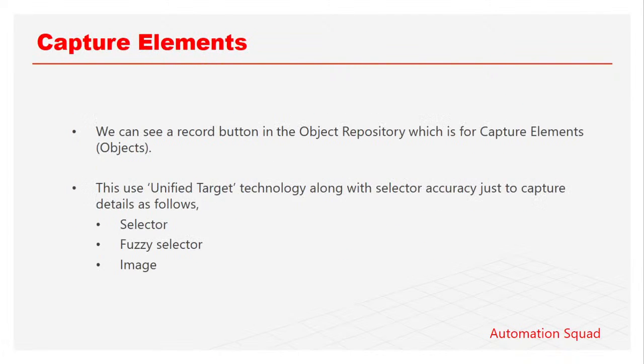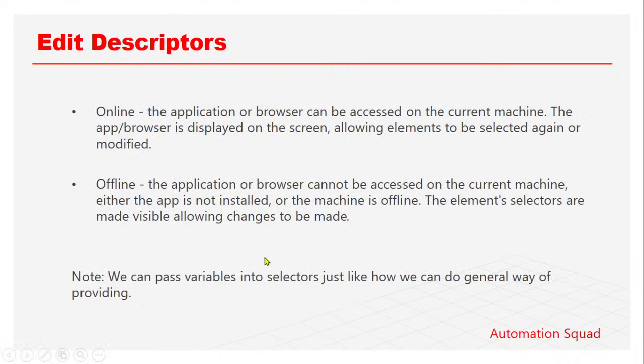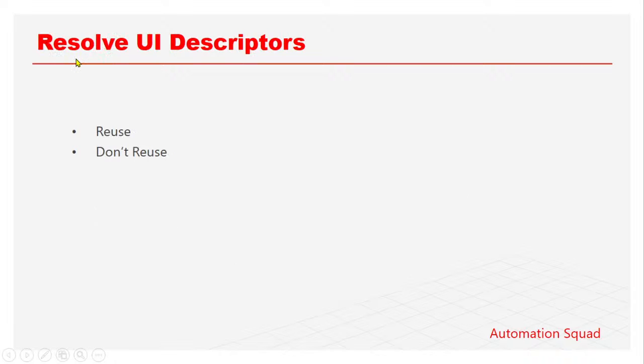And also there is an option called passing the variable into the selector, like how we do in a regular selector. Then there is an option called resolve UI descriptors. This usually works with the object repository. If there is a selector which is already stored as an object in the object panel and we want to use the same selector in the project, it will push us a pop-up asking whether you want to reuse the same element which is there in your repository, or go with a new option. So that is all about this one, reuse and don't use.